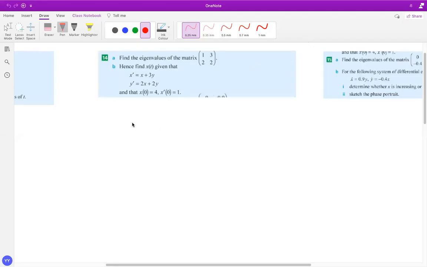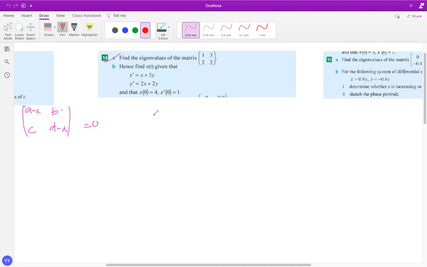So here is another example on how to solve linear coupled differential equations. Let's quickly take the example that they're given. This question is to find the eigenvalues of the matrix 1, 3, 2, 2. If my matrix is A, B, C, D, the eigenvalue is given by the determinant of A minus lambda, B, C, D minus lambda equals 0. If you didn't understand this, you can watch my previous videos.